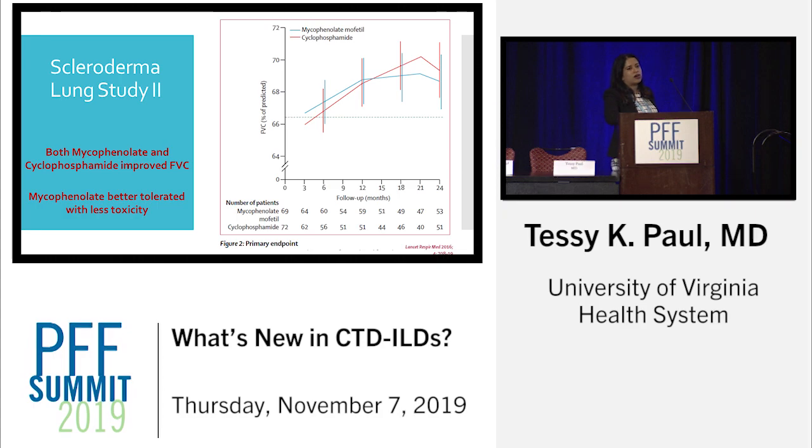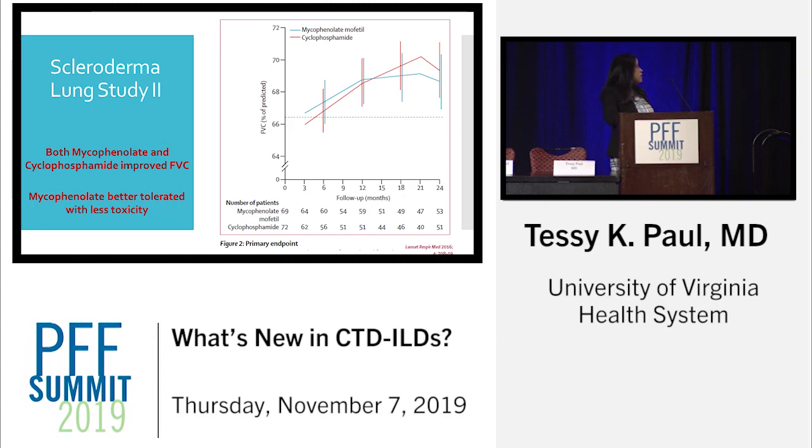So the few RCTs we do have have been in the scleroderma population. The only adequately powered two studies are the Scleroderma Lung Study 1 and 2. The first study looked at cyclophosphamide in these patients with regards to lung function and extrapulmonary manifestations, and they saw, with 1 year of therapy, improvement in FVC as well as some of the extrapulmonary symptoms. But unfortunately, the effects waned by 2 years. And unfortunately, of course, it was associated with significant toxicities as well.